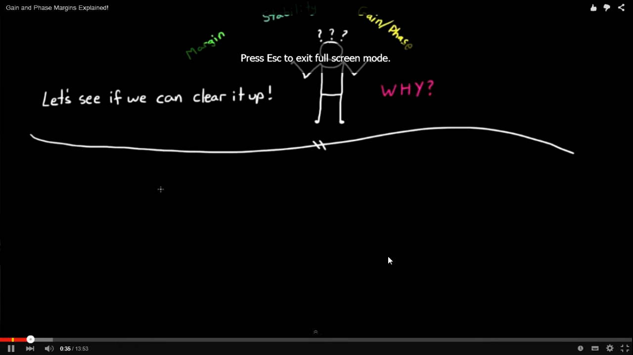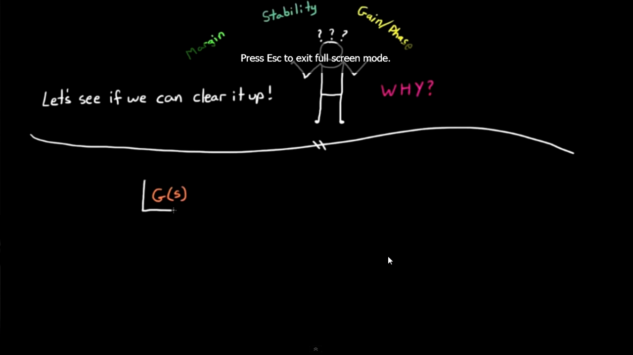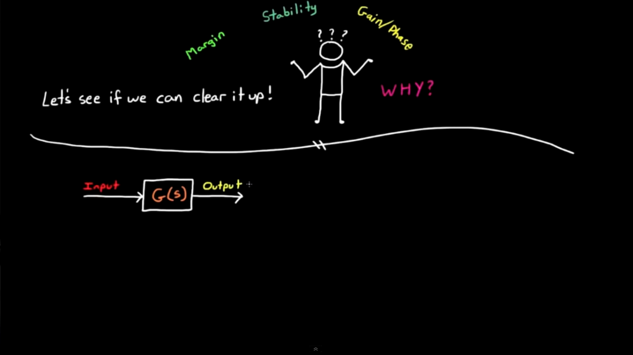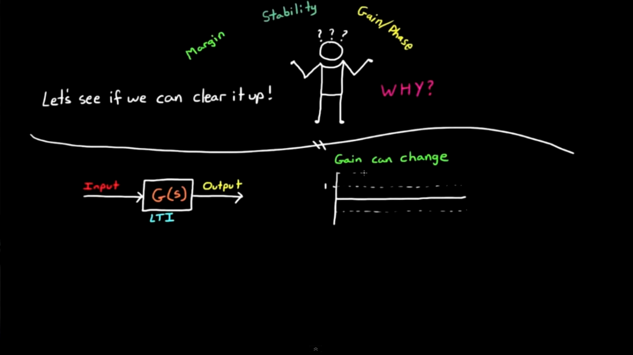I covered this in the first few minutes of the introduction Bode plots video, but I'll sum it up here for completeness. Let me draw a linear time invariant system, G of S, which acts on an input and generates an output. When a sine wave is played through it, it's distorted based on the properties of G of S. That distortion for an LTI system comes in two ways. The magnitude of the system can change, and the phase of the signal can change.